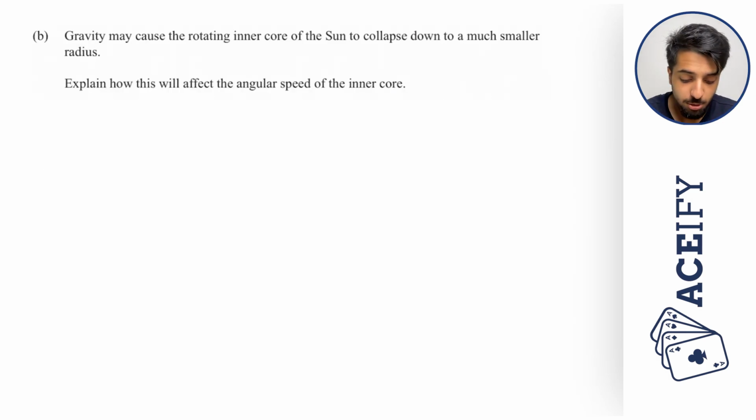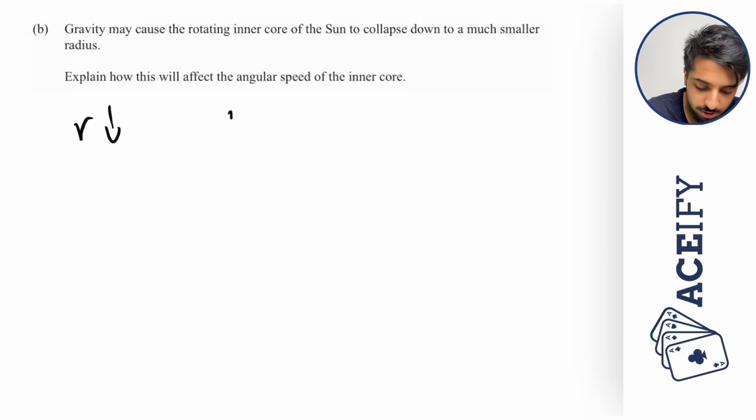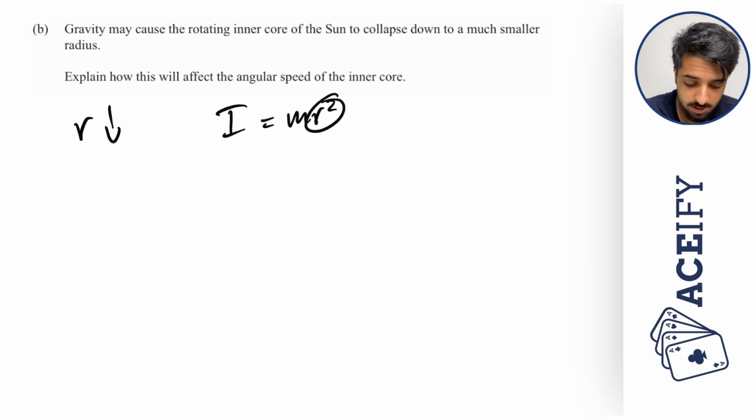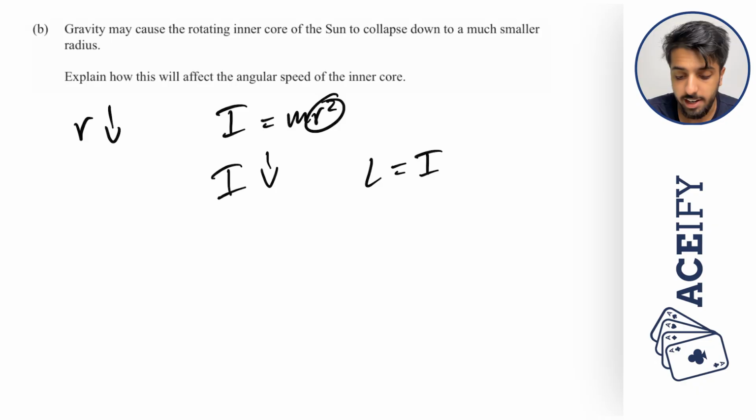Gravity may cause the rotating inner core of the Sun to collapse down to a much smaller radius. Explain how this will affect the angular speed of the inner core. So if the radius of the inner core shrinks, that means obviously our radius has decreased. And because our rotational inertia is equal to mr squared, if our radius decreases, our rotational inertia must also decrease. Now we know that our angular momentum is equal to our rotational inertia times our angular velocity.